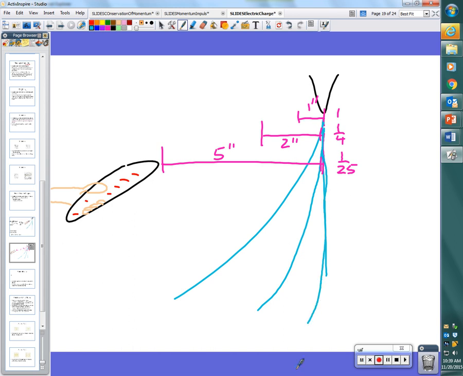Does that make sense so far? Okay. All right, Monday we will talk about electric field and then we'll get into voltage.